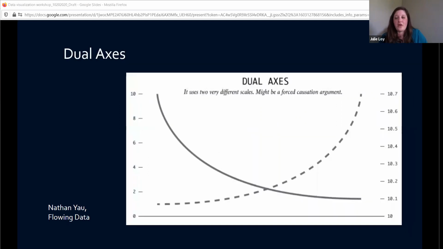Next slide. Okay, so this one takes it even a step further, and we're still seeing 0 on one side and 10 on the other side. And it's almost like with the dual axes, they maybe want us to infer something else about the data because the axes are off.